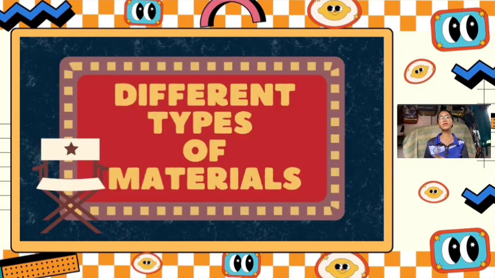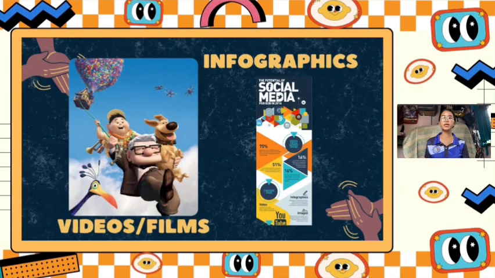Now let's proceed to the different types of materials. First, we have videos or film. This is where we utilize educational videos and films to engage learners in active viewing. This encourages critical analysis by prompting discussions on themes, narratives, and visual techniques.